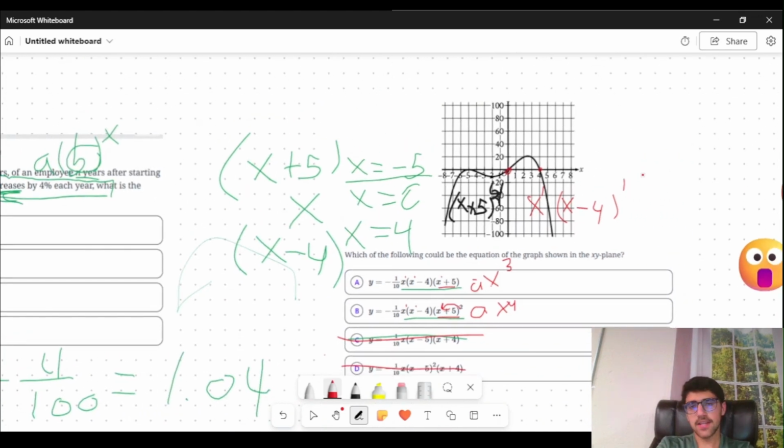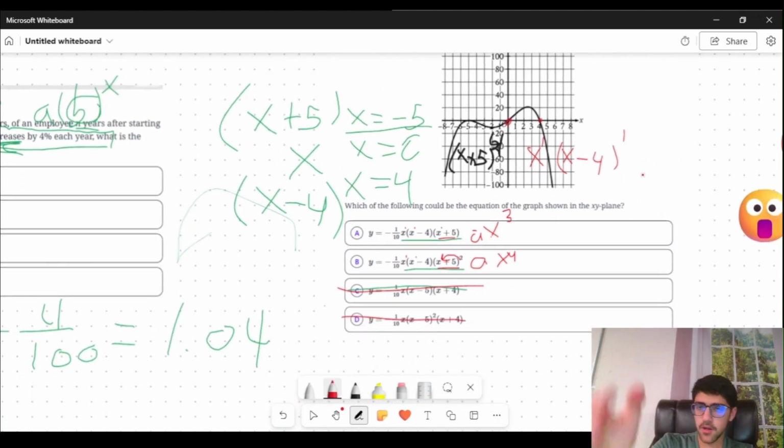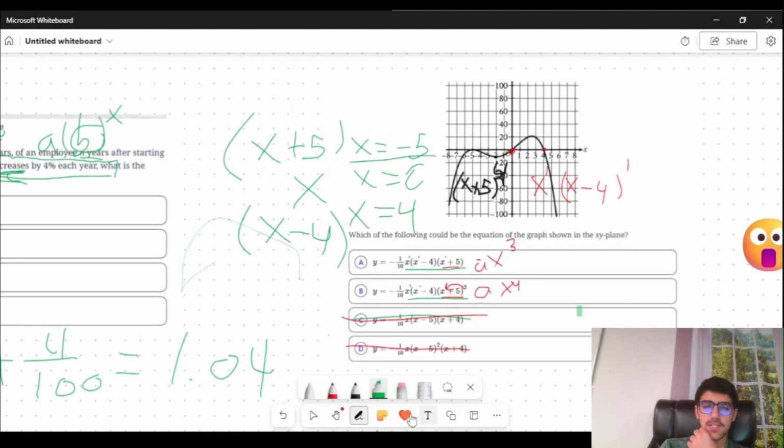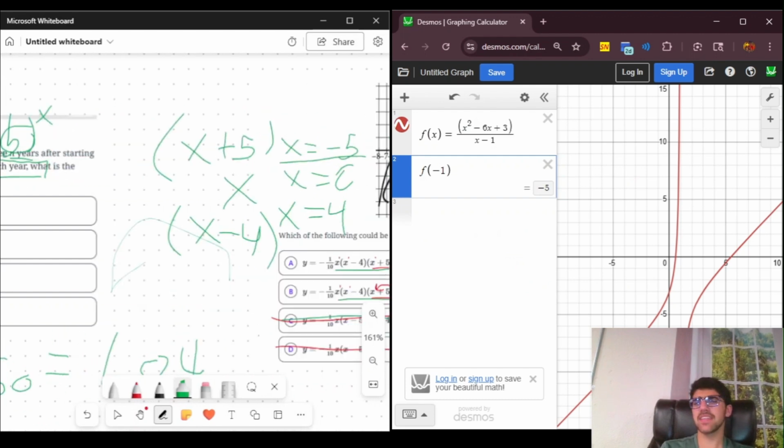Another way you could technically solve this is with Desmos, let's say you don't know any of this. You don't know about the even and odd degrees, you don't know about even and odd functions. You could just plug each one of these into Desmos until you find one that looks like this. I'm just going to show that real quick, because there's an important tip I want to share with you guys. Not a mistake, but a tip.